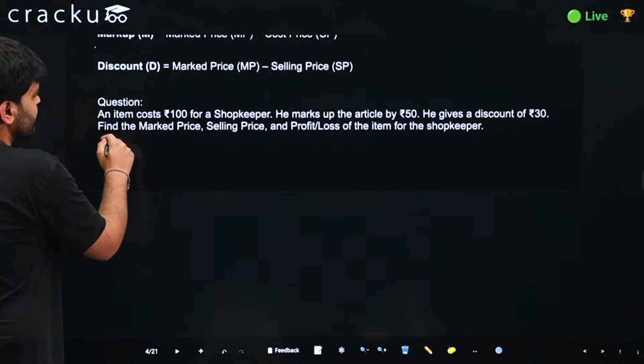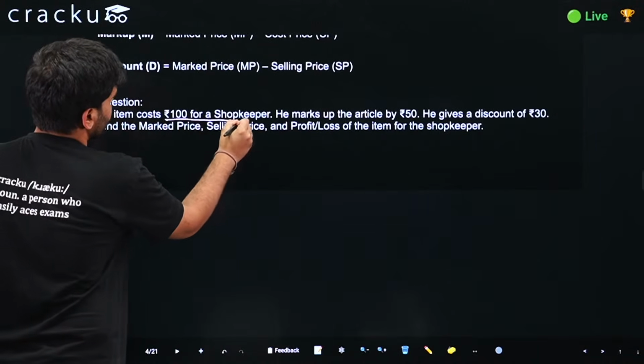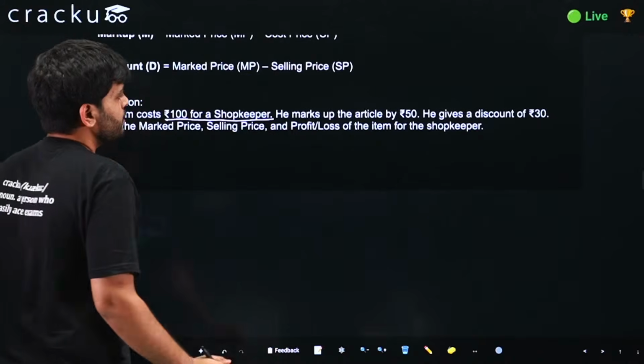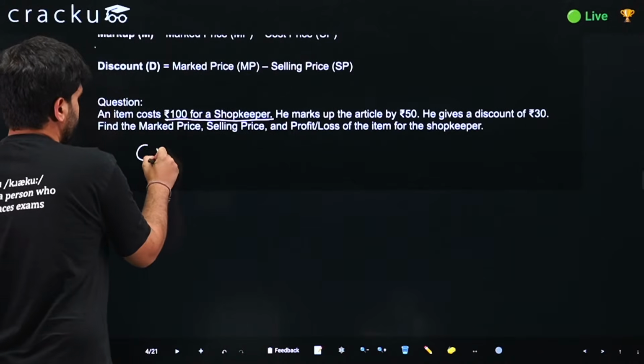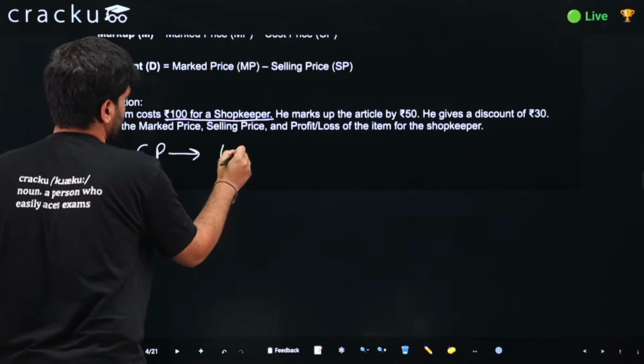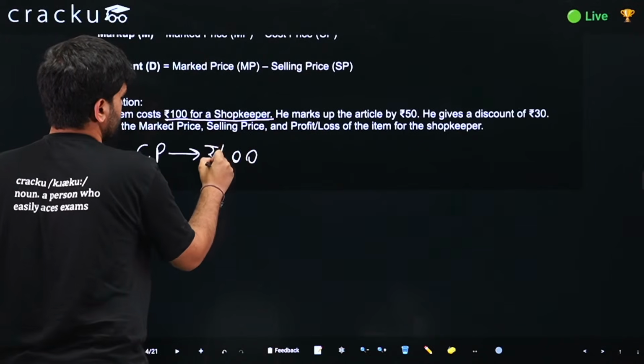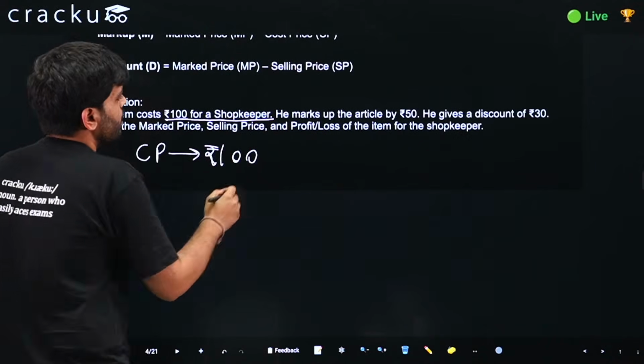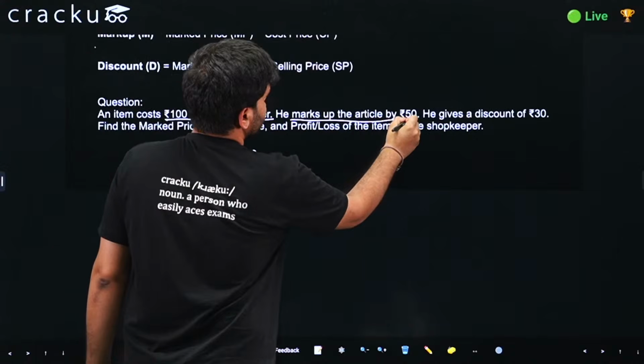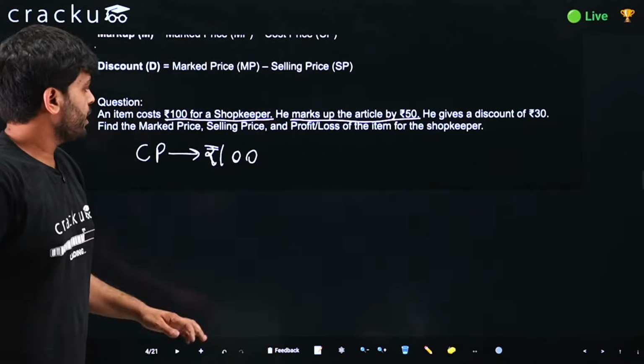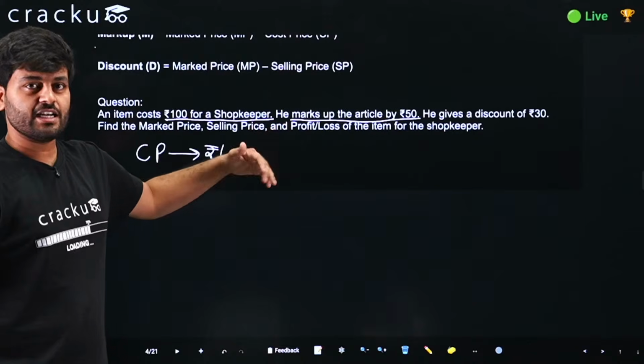Now in this question it is given that an item costs 100 for a shopkeeper. So cost price would be 100 in rupees. He marks up the article by 50. So now he marked up the article by 50.